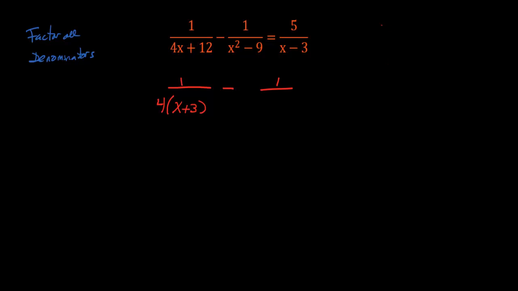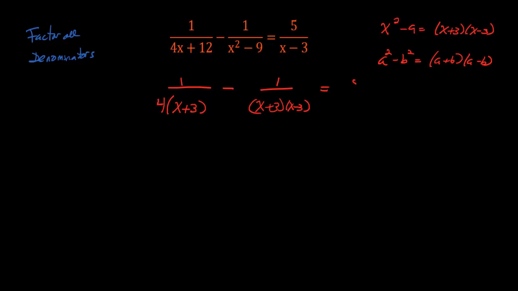X squared minus 9 is a difference of two squares, so this falls in the form of x plus 3 times x minus 3. Remember, if we have two squares and we are subtracting them, that gives a plus b times a minus b: one plus the other and then one minus the other. So here we're going to have x plus 3 times x minus 3, and this will be equal to 5 all over x minus 3. That last term we don't have to worry about factoring because it's completely factored.